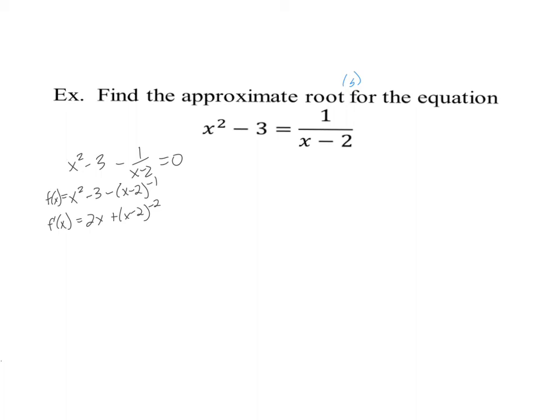So now we need to figure out what we're going to start with. So again, I would put this on your calculator to get a pretty good idea what it's going to look like. So let's graph the x squared minus 3, and then let's subtract the 1 divided by x minus 2 part. And let's see what it looks like. So we get sort of a quadratic type of shape, and then we get the asymptote line at 2, which we already know seems to make sense.